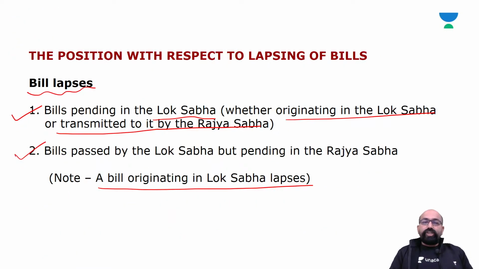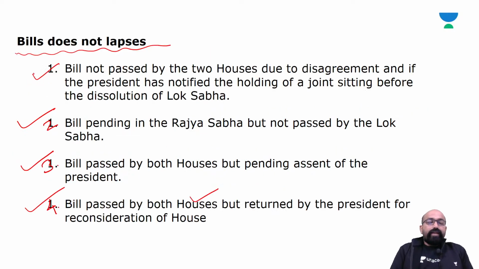So this is the position with respect to lapsing of bills. The bills pending in the Lok Sabha, whether originating in the Lok Sabha or transmitted to it by the Rajya Sabha, are lapsed, and bills passed by the Lok Sabha but pending in the Rajya Sabha. This is a bill originating in Lok Sabha which lapses.